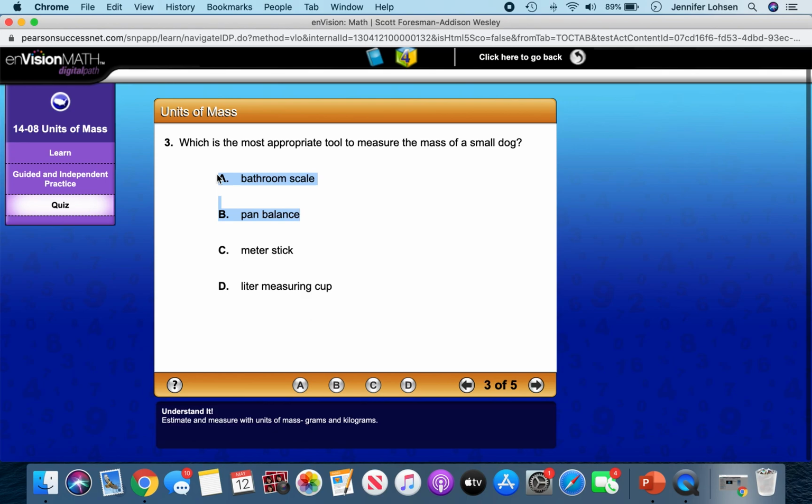Now, remember, mass is the amount of matter that an object has. It does not change even if it's in outer space, okay? The scale is measuring weight. Weight does change because weight is dependent upon the pull of gravity on that object. So if I was measuring the mass, it would actually be inappropriate for me to use the scale because the scale measures weight, not mass.